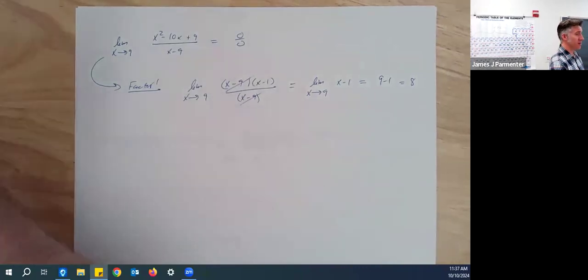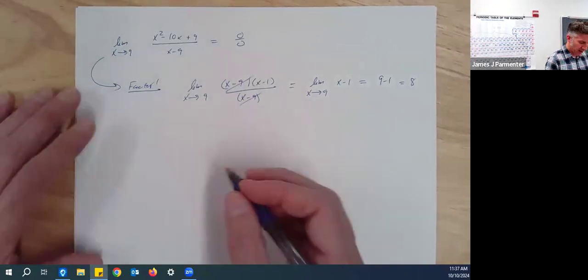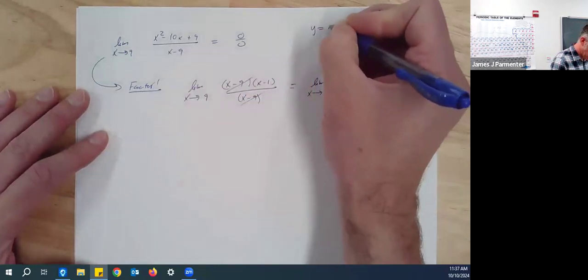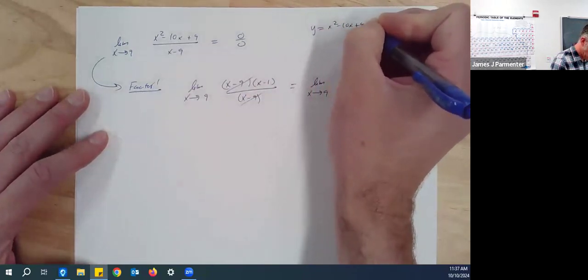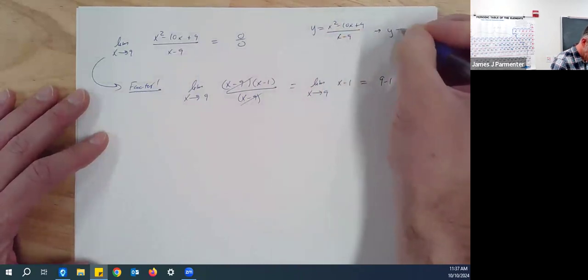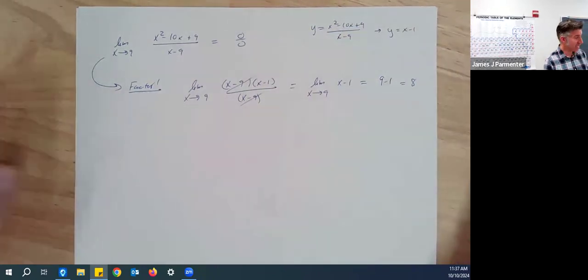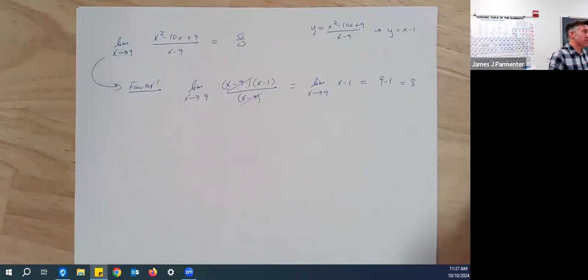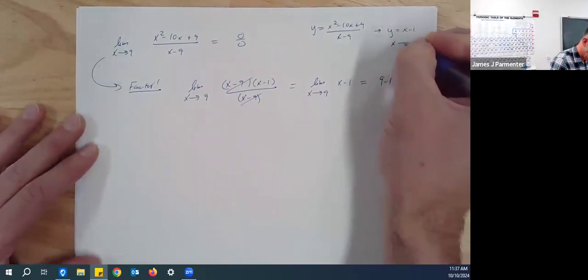One thing I would like you to see about this, just because I think it's nice to see the graph here. So if I was to graph this function, y equals x squared minus 10x plus 9 over x minus 9, it simplifies as y equals x minus 1, as long as x isn't equal to 9. Right? x can't be 9. If you plug in 9, what do you get? 0 over 0, indeterminate. So it's this function as long as x doesn't equal 9.